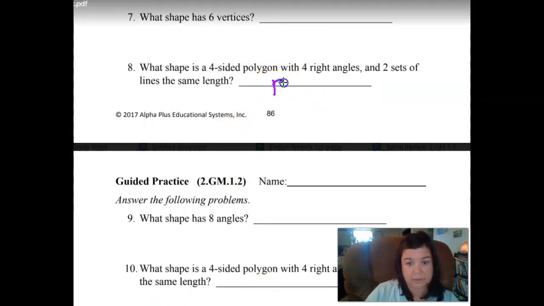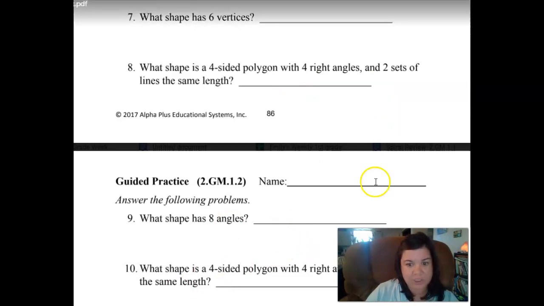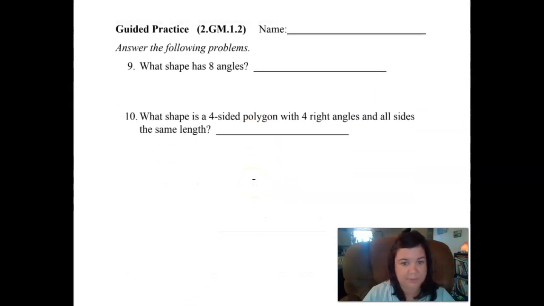This one is rectangle. Is that what you got? Did you find rectangle for your answer? Okay. It's getting a lot harder now that we're in geometry, huh? We got to really put our thinking caps on. What about this one? What shape has 8 angles? Ooh, 8. 8 angles. What shape was that? Do you remember? Pause the video and write your answer down.